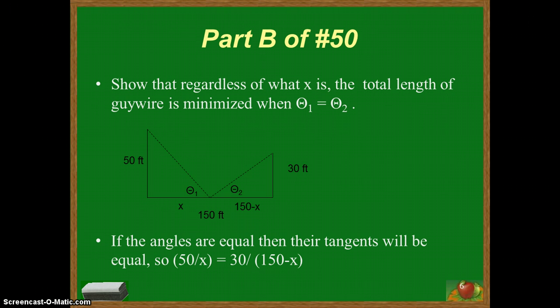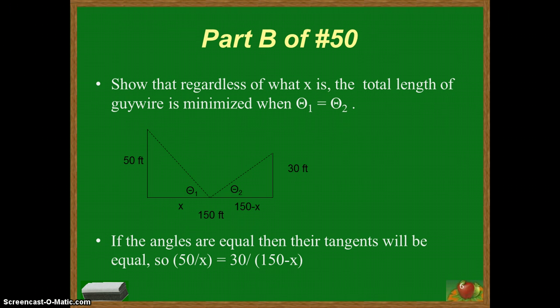The second part of the problem, part B, says show that regardless of what x is, the total length of guy wire is minimized when theta 1 equals theta 2. Notice on the drawing I've denoted what theta 1 is and theta 2. Okay, if these two angles are equal, then their tangents should be equal. So what we're trying to show is that regardless of whatever x is, meaning where your point A is, the minimum length occurs when the angles are equal.